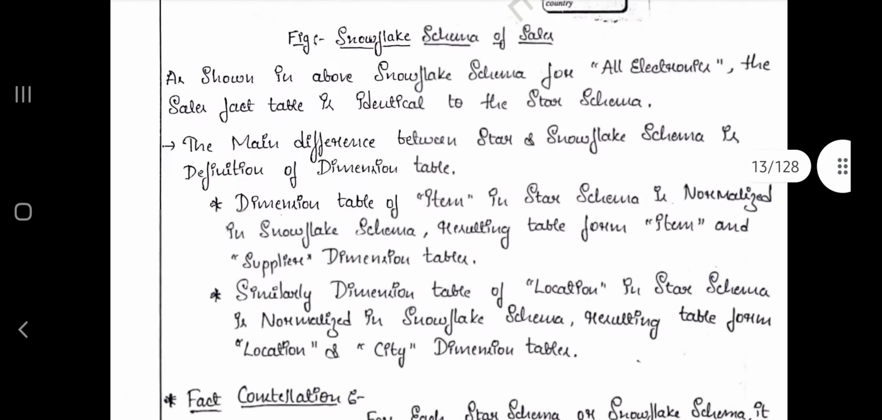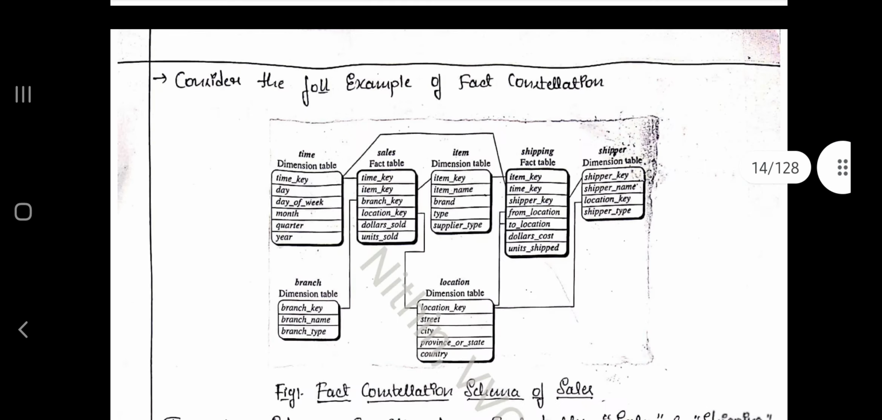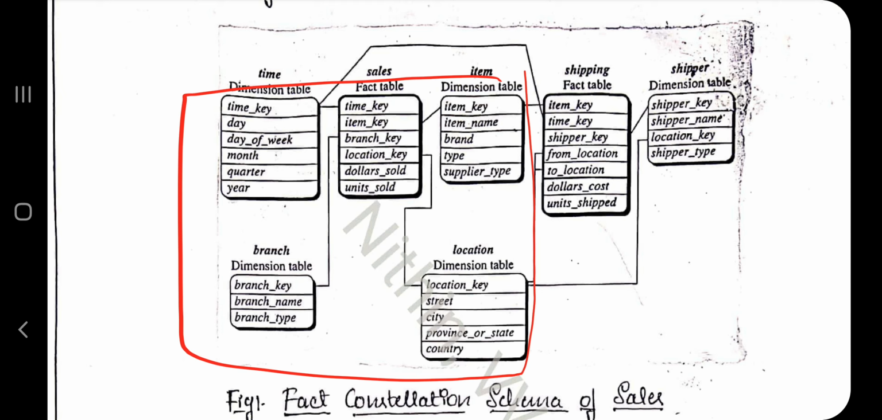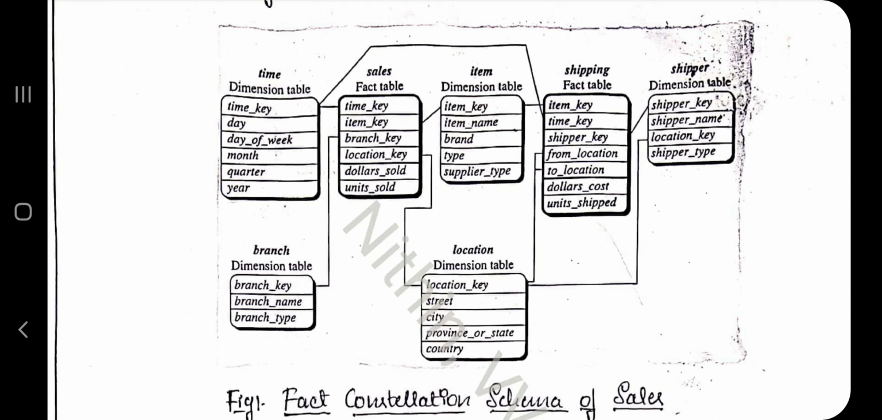The last one is the fact constellation schema. In the fact constellation schema, the same things will be there as in the previous ones. So I'll mark what was the same. This was the same in the first, second, and third schema. The only difference is that the sales table's cousin brother will come. This is the cousin brother of the sales table, which is shipping.